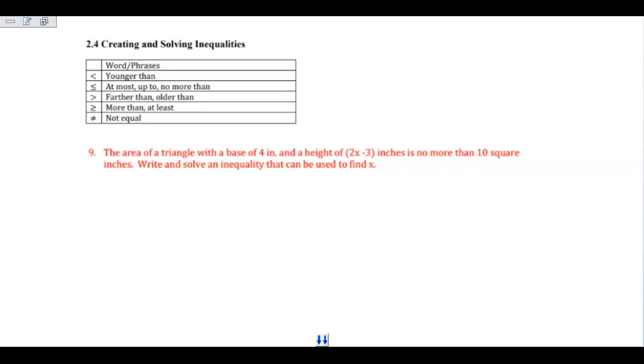So one of the things that we need to remember is that for the area of a triangle, it is the base times the height divided by 2. And this is going to be important because we're talking about the area of a triangle. And it gives me the base and it gives me the height. And we know that it's no more than 10 square inches. So we're going to use that information and fill in. So my base is 4. And my height is 2x minus 3. And we know that whole thing is divided by 2. There's our area for our triangle.